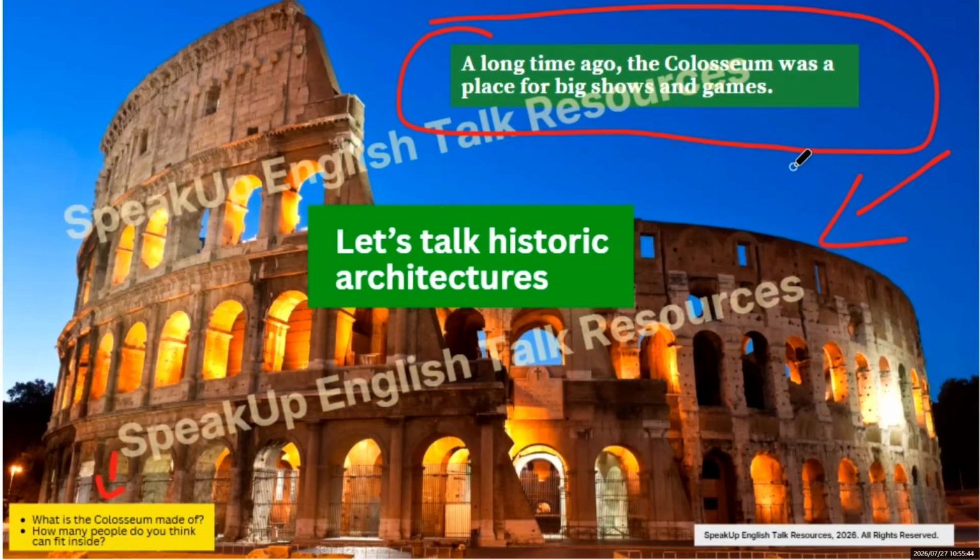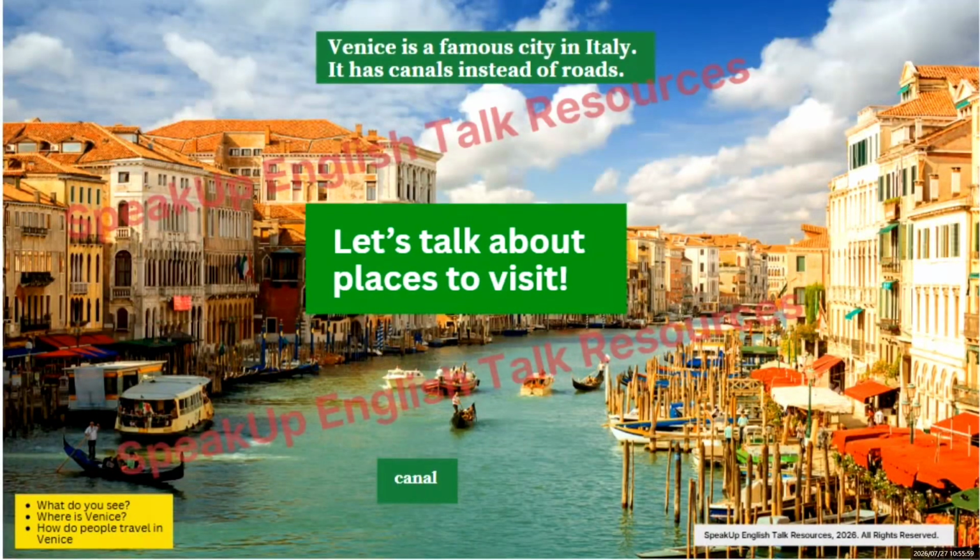So in the actual lesson, I also talk about the Roman gladiators, right? That they used to fight inside the Colosseum, and that's in the lesson. Here I didn't show it. Okay, and then I talk about famous cities, right?